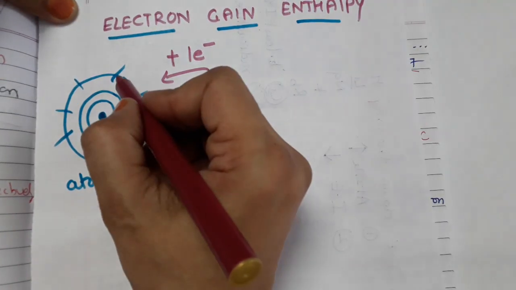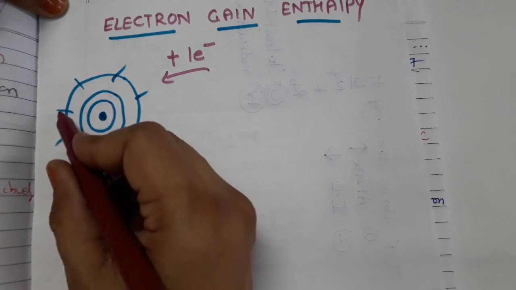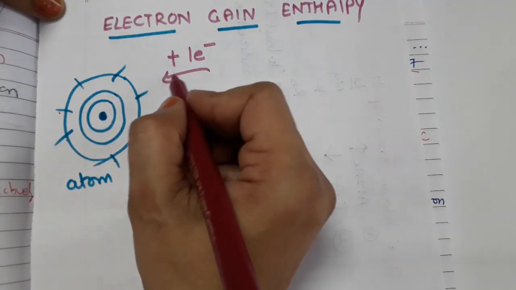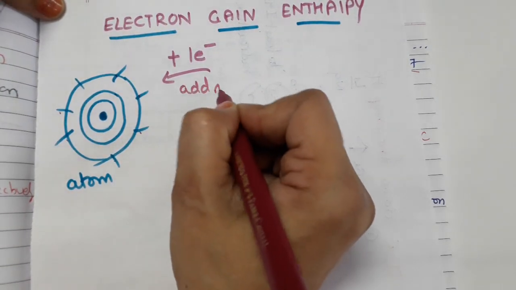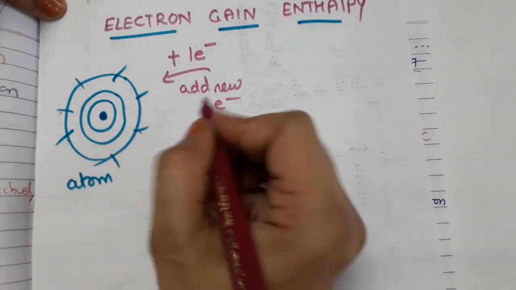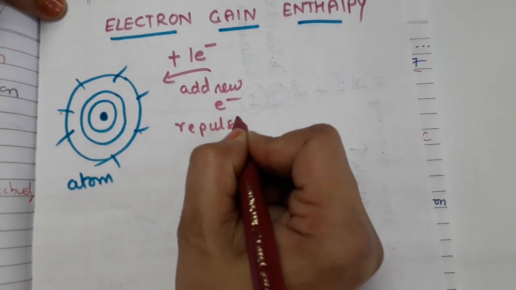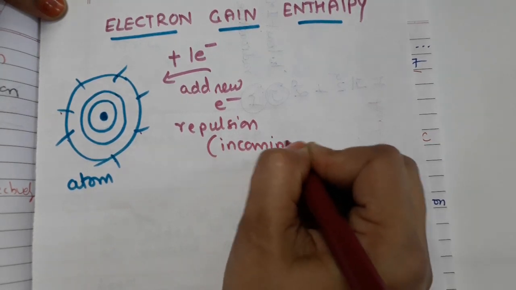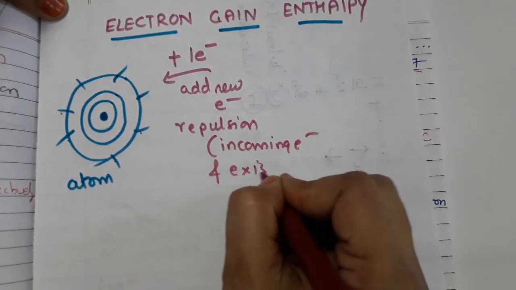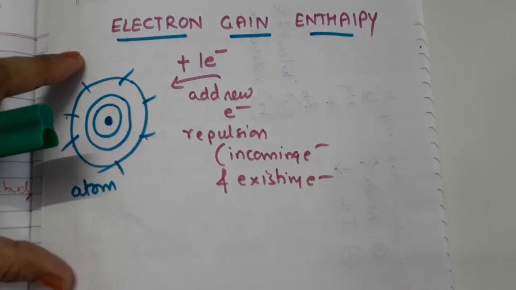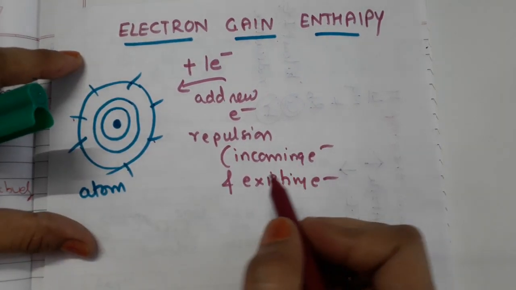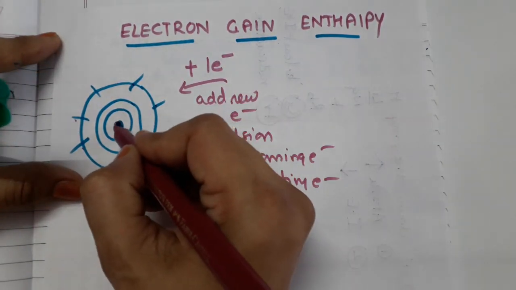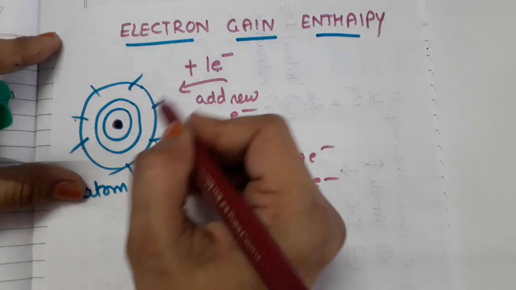Now, see, already there are 7 electrons, and the 8th electron we are going to add. Now, when you add a new electron, what happens? Initially there is repulsion between the incoming electron and the existing electron. Now, due to this repulsion, even though the effective nuclear charge is more, this electron will be accepted.